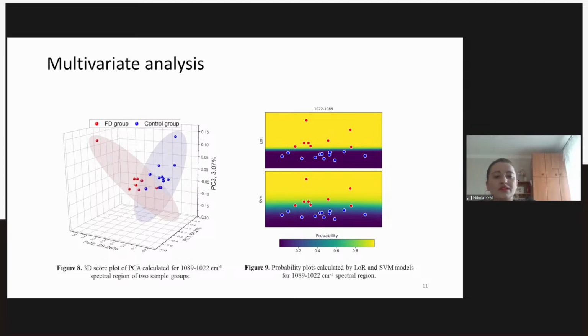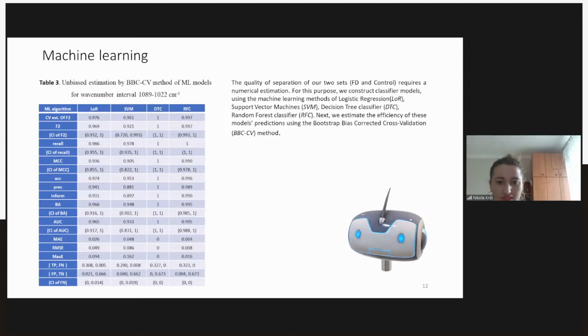And the probability plot was built with two algorithms, LOR and SVM. So finally, on this slide, we have our machine learning calculation results, as we can see in table 3.